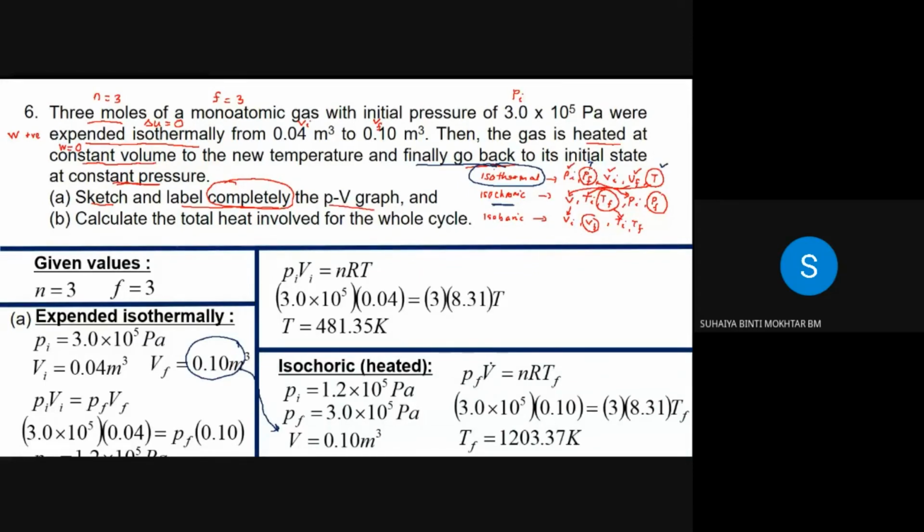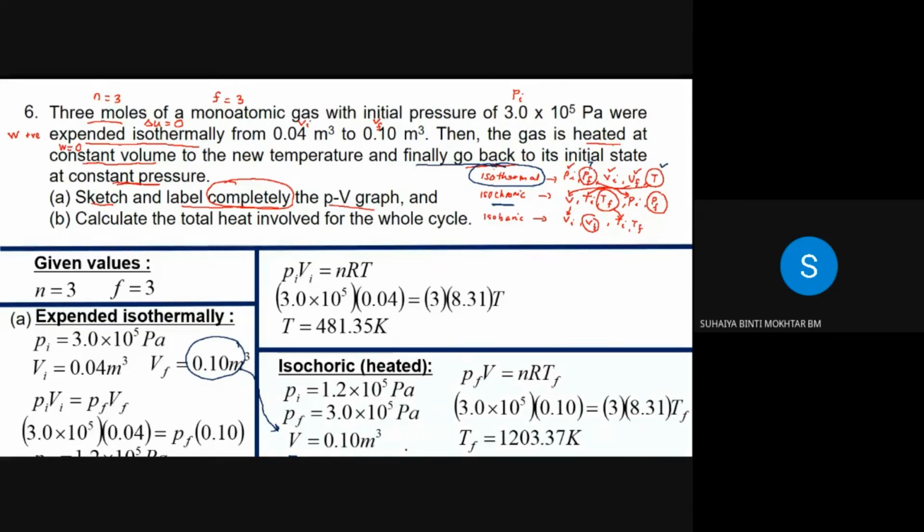T initial, this one. So add a bit more. T initial, for this case, is 481.35 Kelvin. Okay.